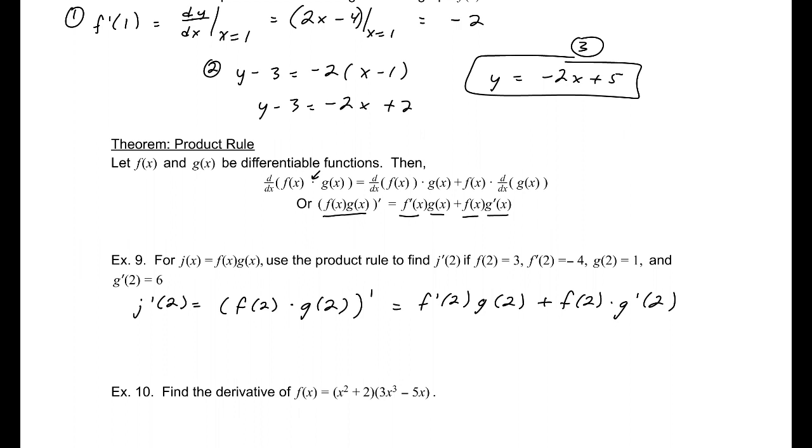Okay. Now, I'm really abusing notation with that first bit. That is not quite accurate the way I wrote that. So bear with me. But I'm applying that rule to that. And that would be f prime of 2 is negative 4 times g of 2 is 1 plus f of 2 is 3 times g prime of 2, which is 6. So that is 14. Right? So j prime of 2 is 14.